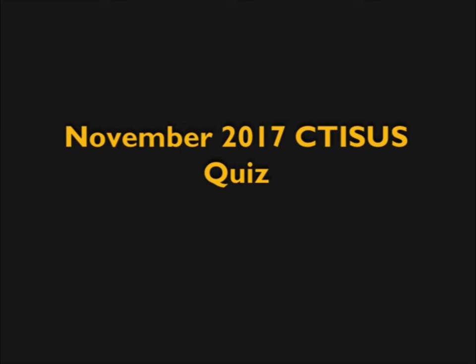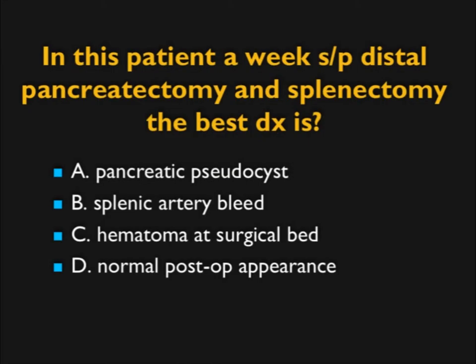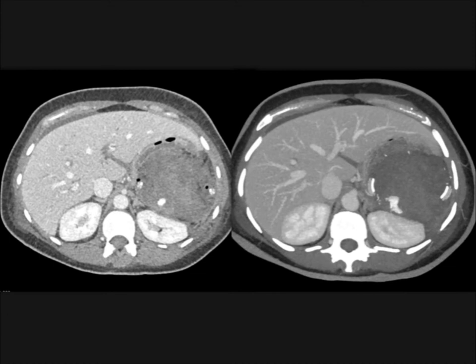We have 10 terrific cases for you, so without further ado, let's get started. The question in this case is, in this patient post-distal pancreatectomy and splenectomy, what's the best diagnosis? Well, you look at two sets of images. One is the axial and one is the MIP.